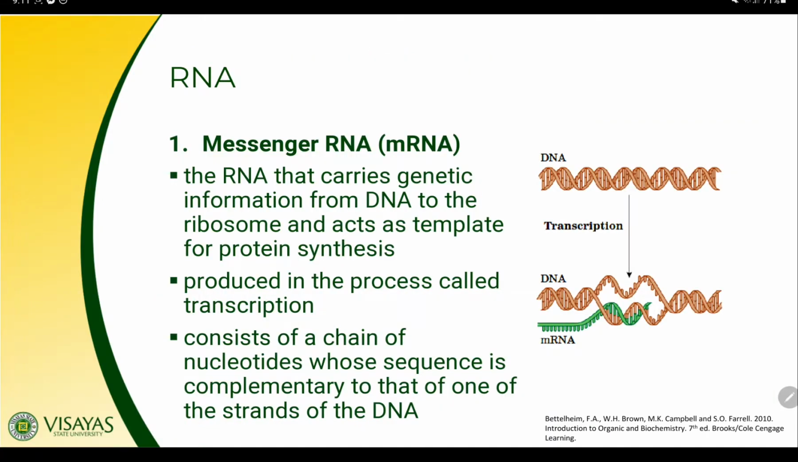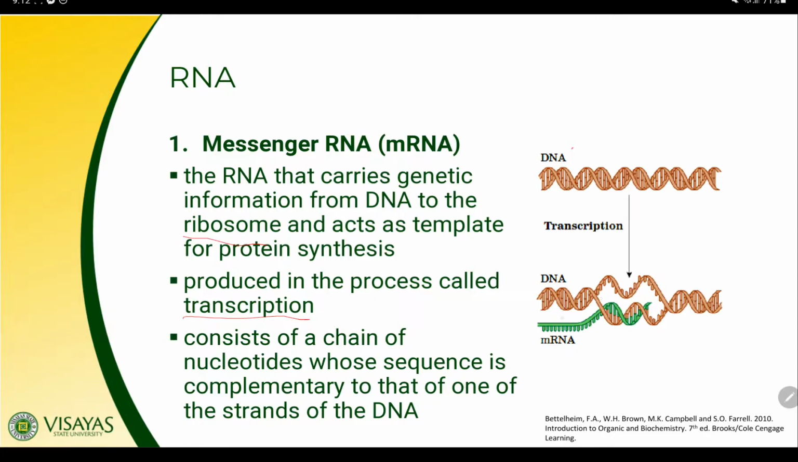So now we have RNA. Again, we have 6 types of RNA based on their functions. The first one is messenger RNA or mRNA. This RNA is produced in the process we call transcription, which we will discuss in the second lesson of Module 7. The function of messenger RNA is that it carries the genetic information from DNA to the ribosome and acts as template for protein synthesis.